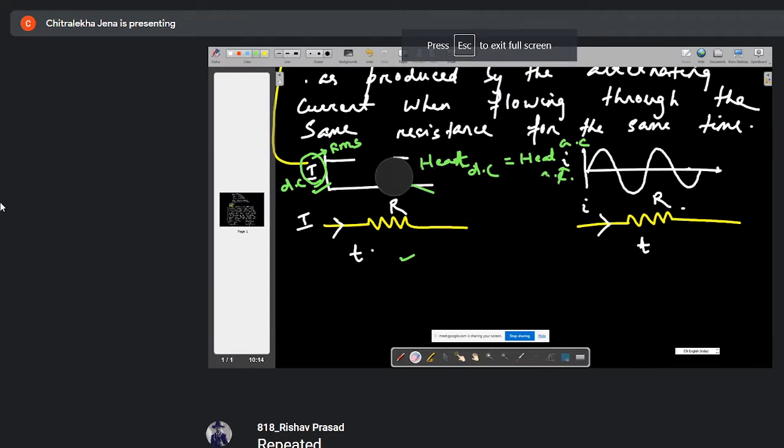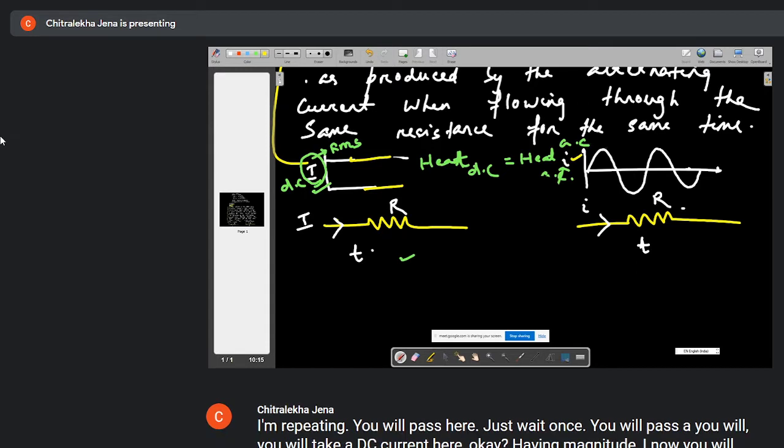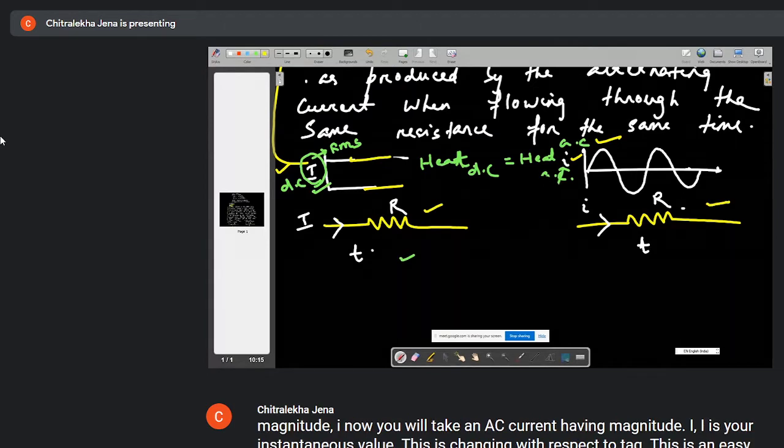You will take a DC current here, having magnitude I. Now you will take an AC current having magnitude I. I is your instantaneous value. This is changing with respect to time. This is an AC current. Here this is a DC current. You will take a resistor R. Here also you take the same value of resistance.